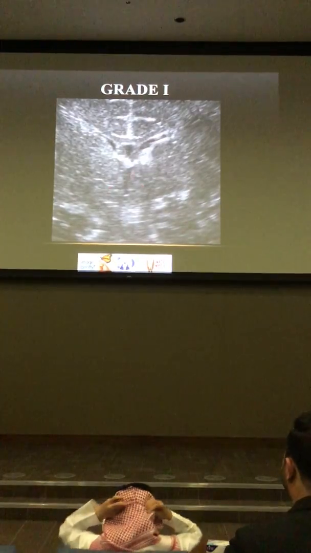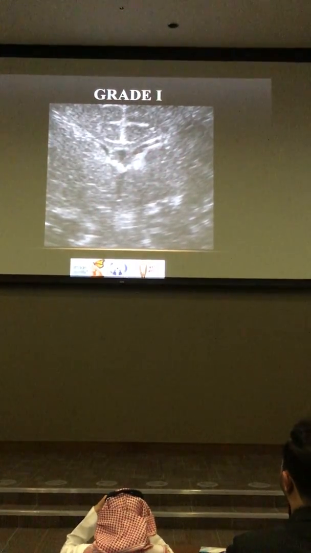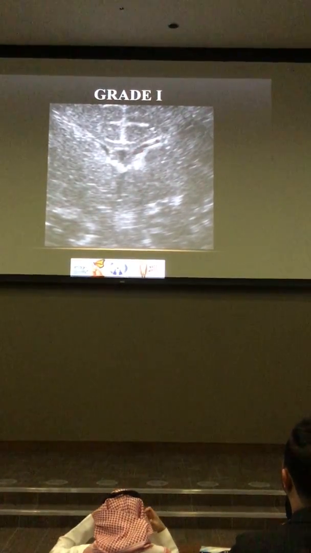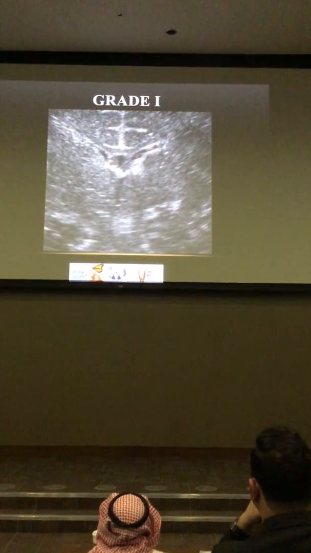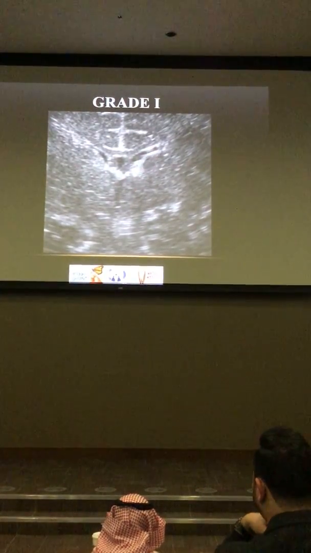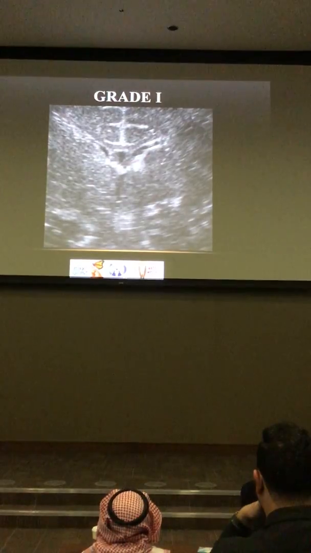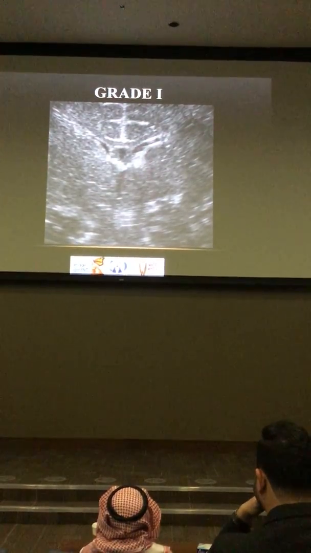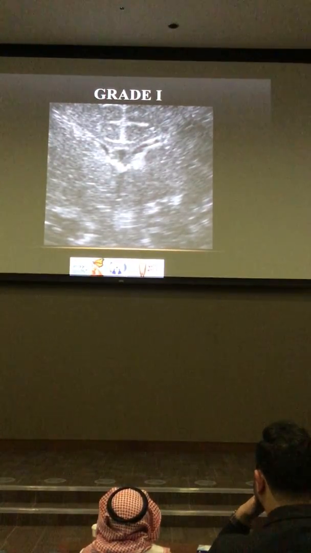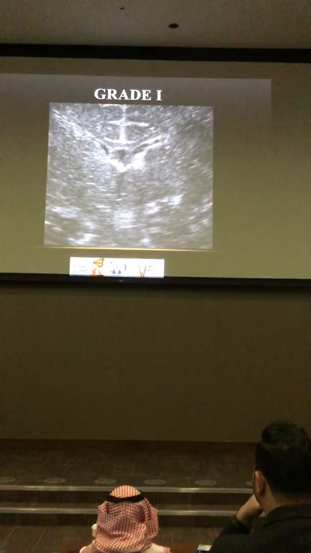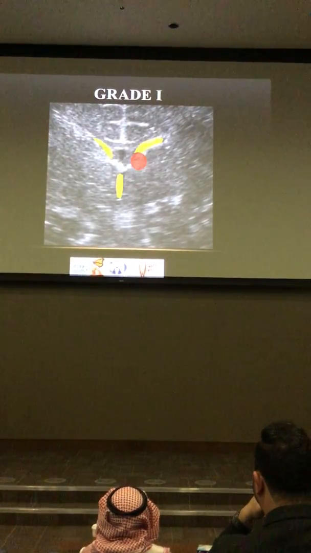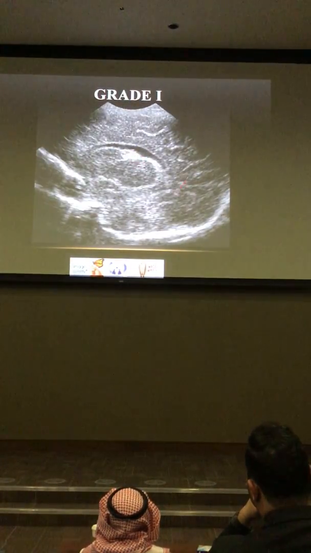So grade 1, basically, this is grade 1. At the coronal plane, you can see the echogenic structure at the caudothalamic groove. You can see it's asymmetric, so this is a grade 1 hemorrhage. From a prognostic perspective, grade 1 has a really good prognosis.